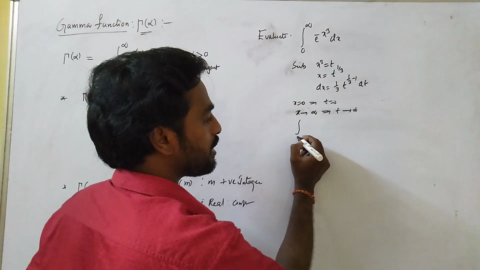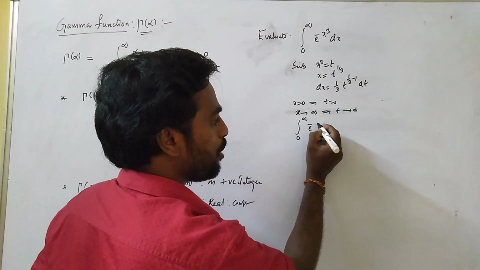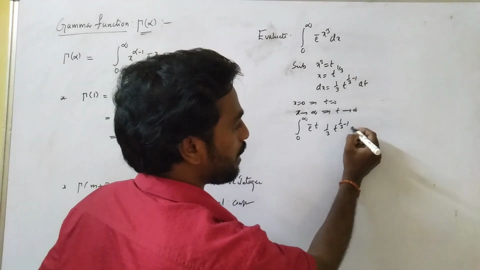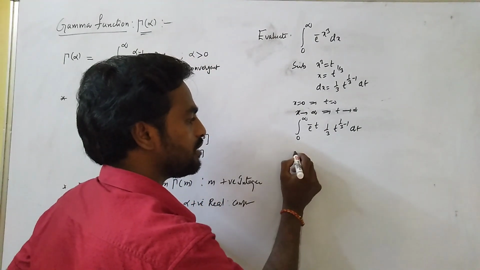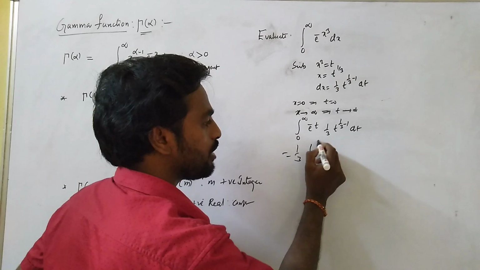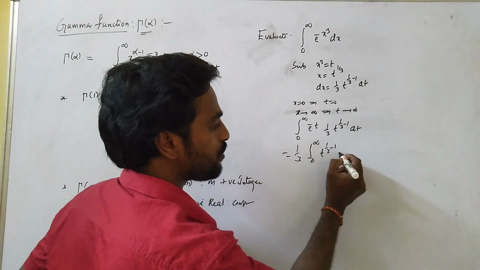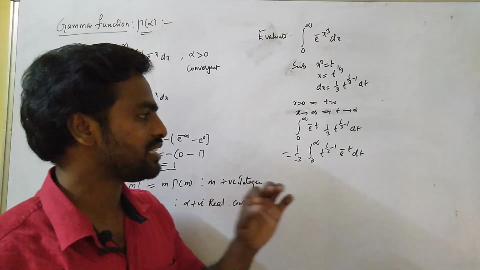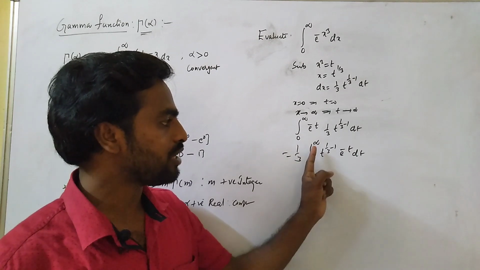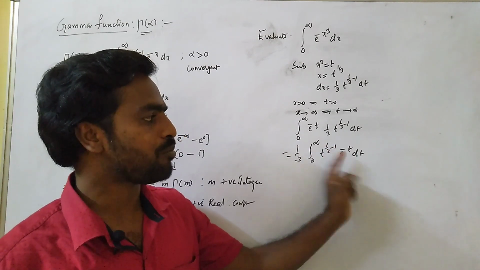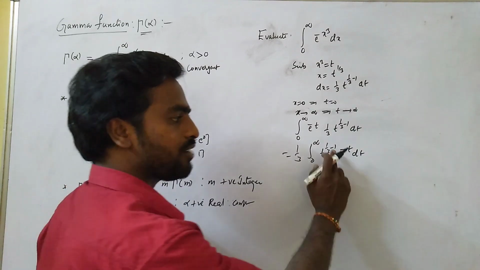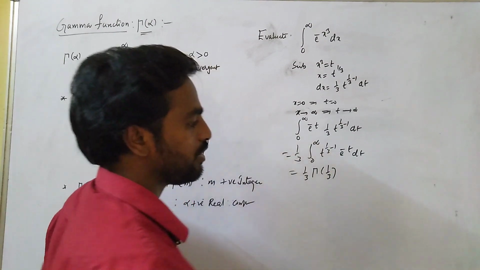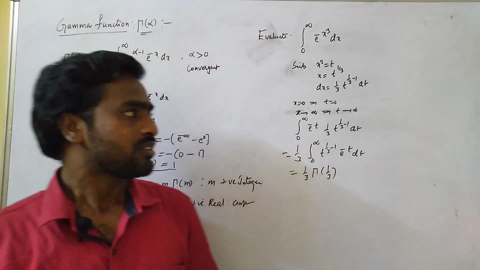So the total integral is converted to the integral from 0 to infinity of e^(-t) times 1/3 into t to the power of 1/3 minus 1 dt. Here 1/3 is a constant, so it is 1/3 times the integral from 0 to infinity of t to the power of 1/3 minus 1 e^(-t) dt. Observe clearly, is it in the form of the gamma function? Yes, it is in the form of the integral from 0 to infinity of t to the power of alpha minus 1 e^(-t) dt. Here alpha equals 1/3, so we can write 1/3 into gamma of 1/3.